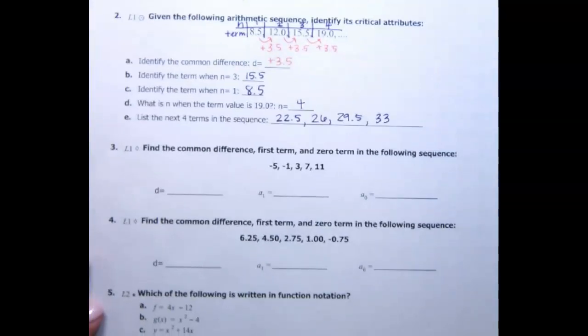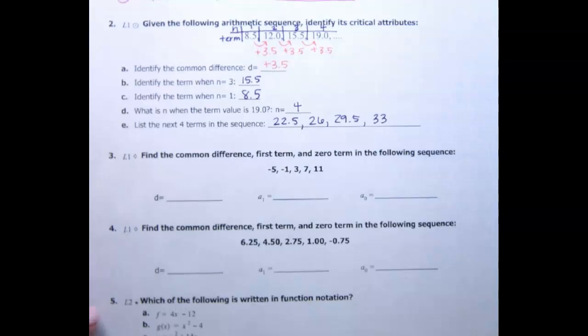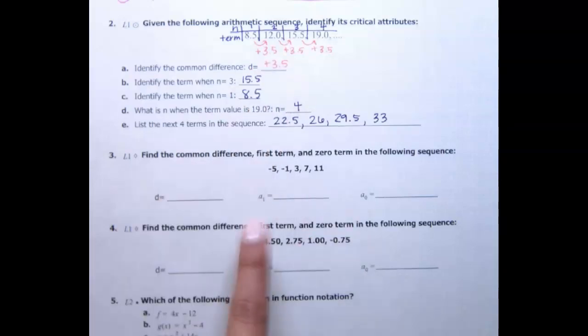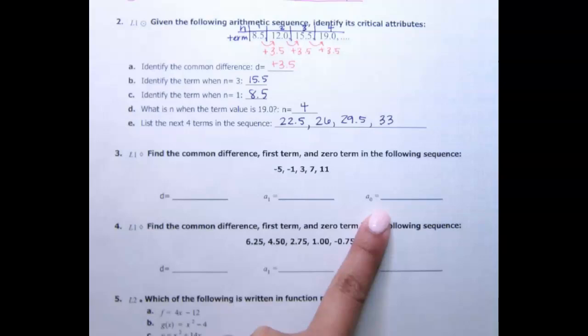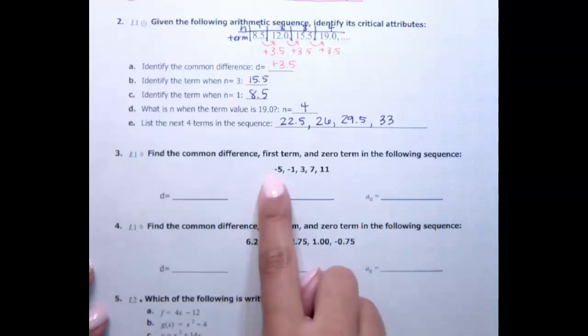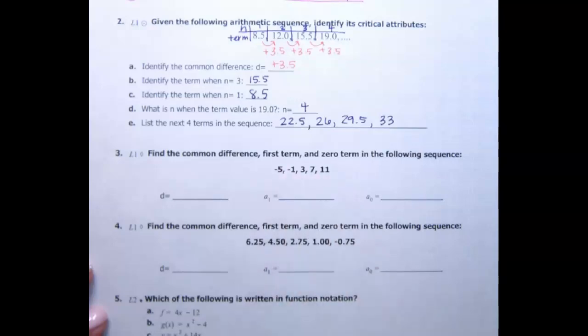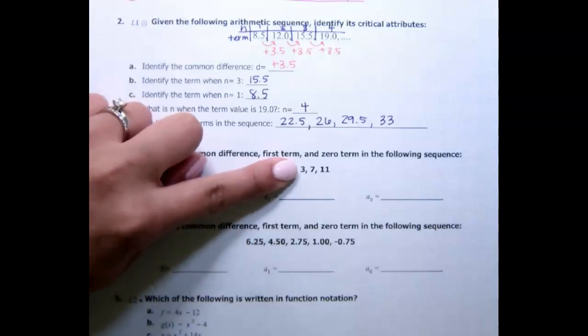Number 3, similar to number 2, but we're finding something different. So this time it says find the common difference, which we did up here. The first term, which we kind of did here, but then this time they're asking for the 0 term. So the common difference is found by figuring out how you move in the pattern, right? A lot of you get really confused when you have negative numbers. So I'm going to ignore these negative numbers for now, and I'm going to use the positive numbers.